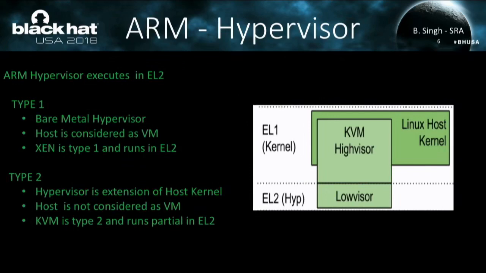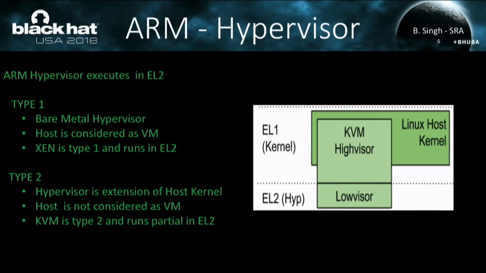Now we will see hypervisors on ARM. In order to support virtualization in ARM, the hypervisor has to execute in EL2. This is needed because the hardware that supports virtualization can only be accessed by software from EL2. So that's why a hypervisor has to execute in EL2. Some portion of it has to be present in EL2.